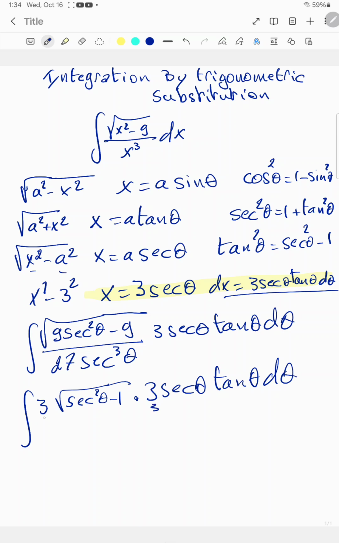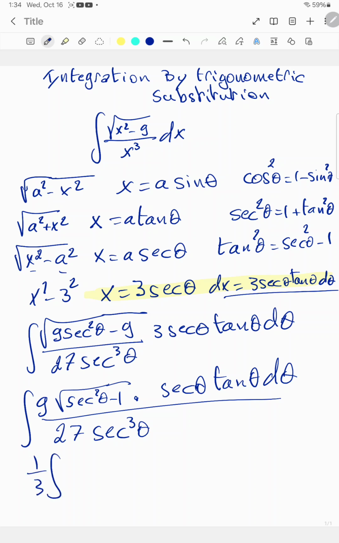But I know I have 3 times 3 is 9, so let's write it as 9 right away so we save some time. So I'm going to write 9 here, divided by 27 sec to the power of 3 theta, and I have the d theta on top. So now I know 9 divided by 27 is 1/3. So I can take 1/3 outside my integral, and I will use the trigonometric identity that I'm highlighting here.